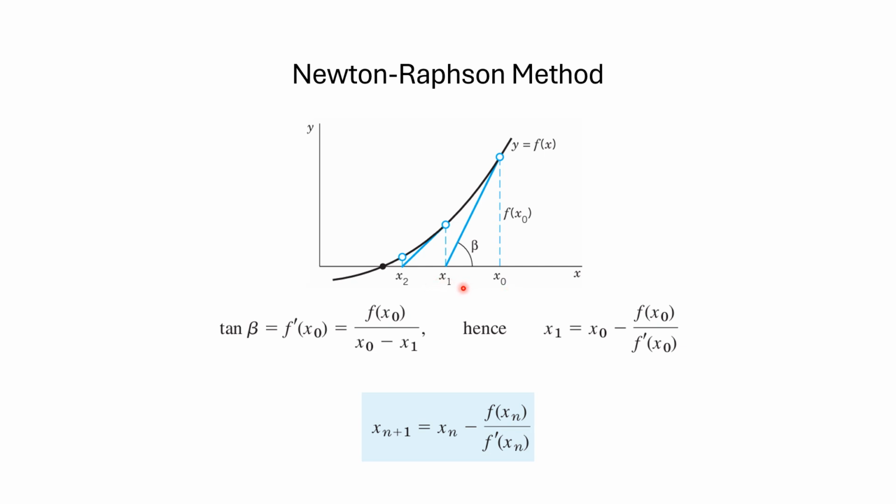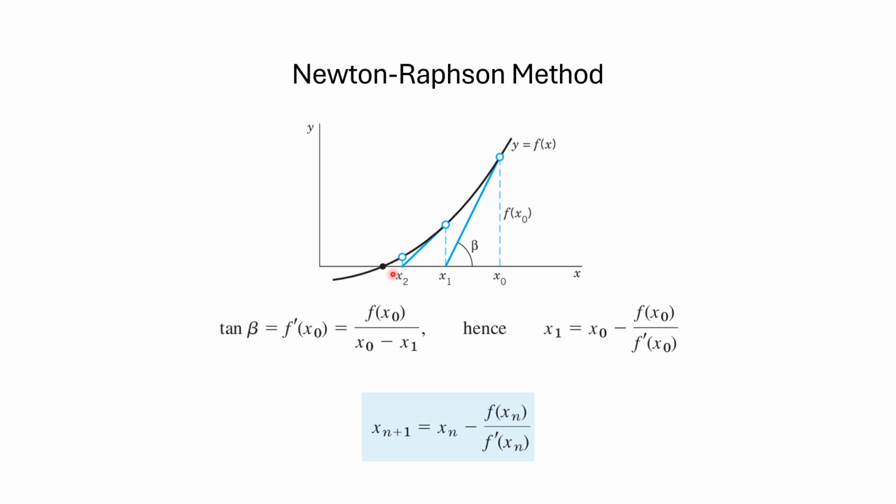So if we reshape this equation a bit, we can find this equation. Now we can calculate the x1 from this equation. Now, if we repeat these calculations for the other points, we can get close to the main root.